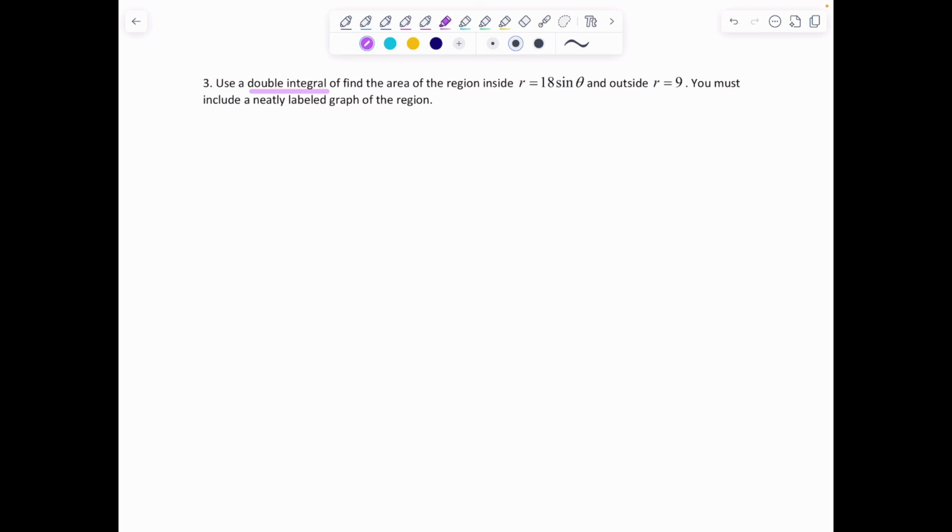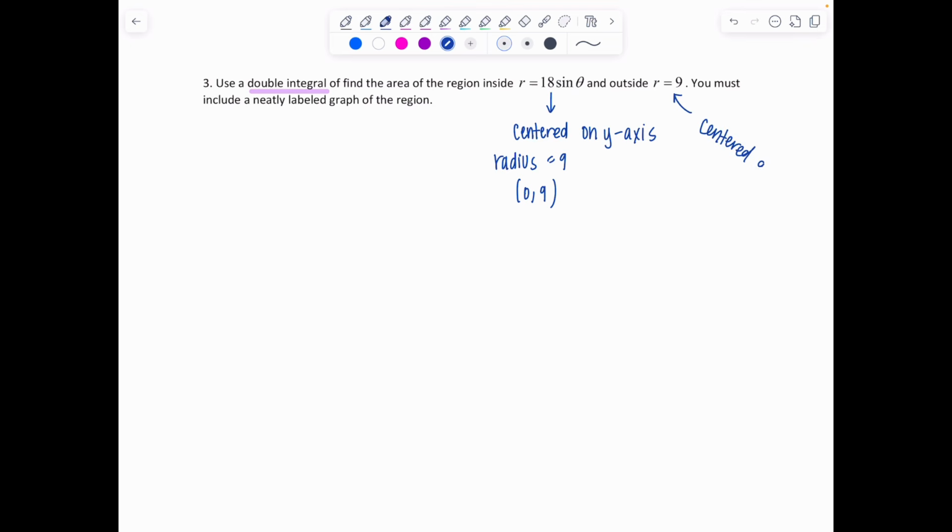Okay, both of these are circles. This is a circle centered on the y-axis. Why do I know that? Because it has a constant times sine theta in it. So the radius of this circle is 9 and the center is at 0, 9. Great. And then r equals 9, that's another circle, radius 9, but this one is centered at the origin. So when you just have r equals a constant, it's centered at the origin. If you have r equals some constant times sine theta or some constant times cosine theta, then it's centered on the y-axis or the x-axis.